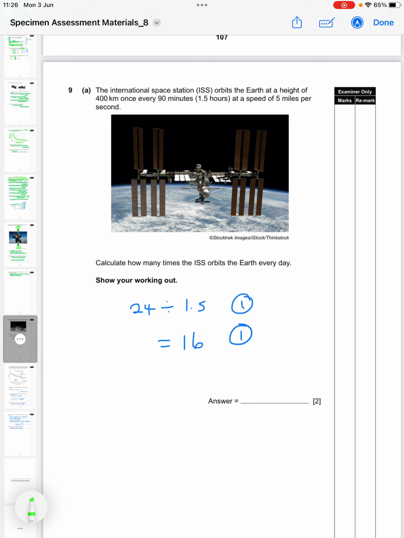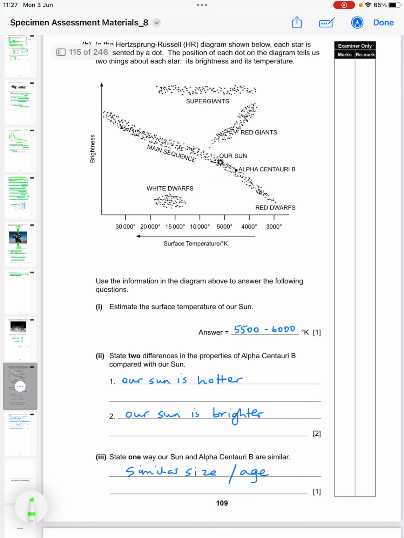I've got a picture now of the International Space Station, which orbits the Earth at a height of 400 kilometres once every 90 minutes, or 1.5 hours, and at a speed of 5 miles per second. And of course it did when these papers were being written. So calculate how many times the ISS orbits the Earth every day. So we have every 1.5 hours, and there are 24 hours in a day, so 24 divided by 1.5 gives us 16 orbits in one day.